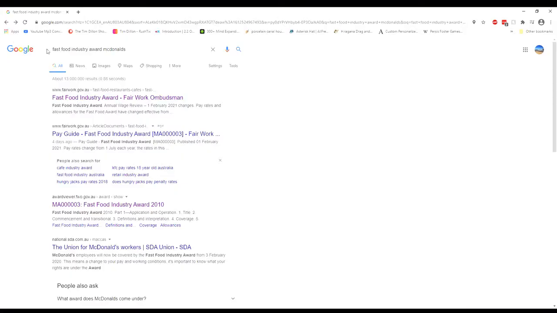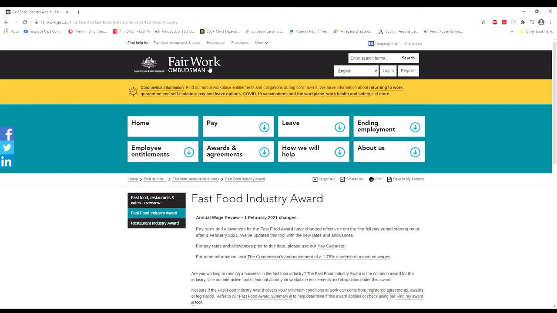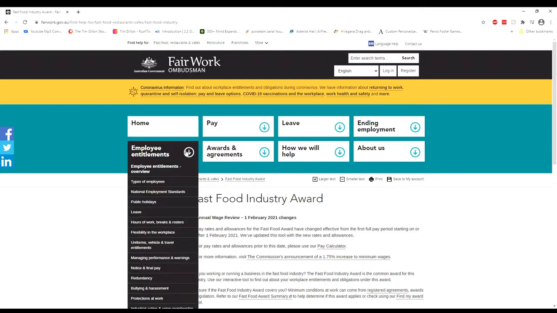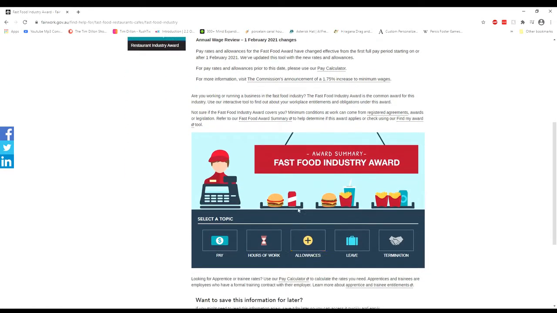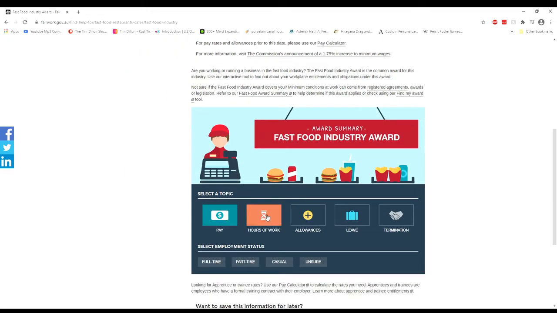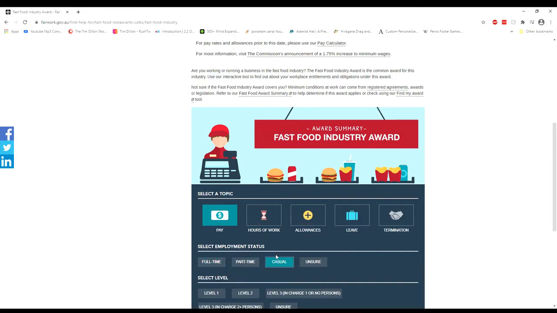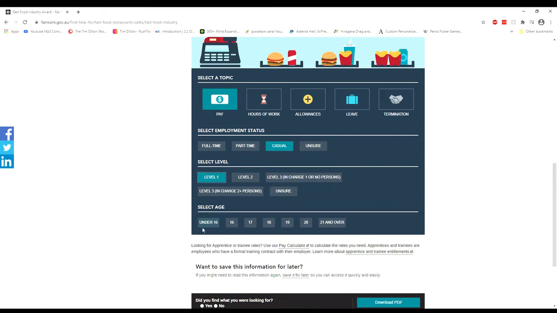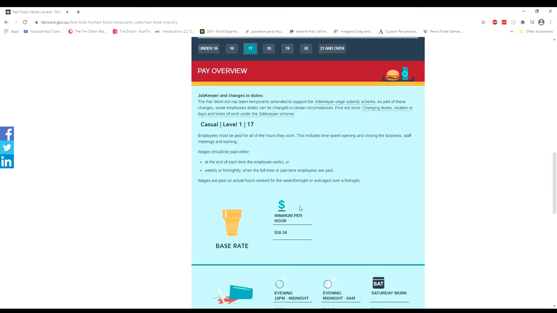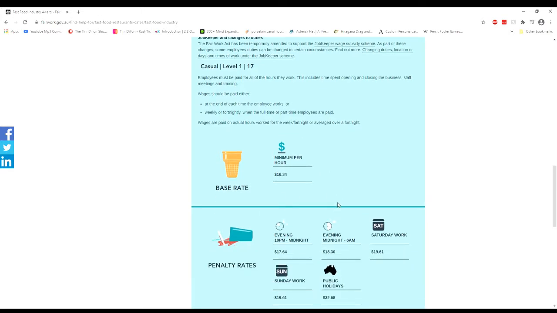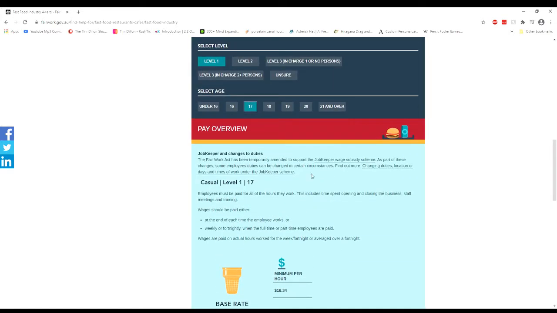To check you're getting paid correctly, simply type in the award that's quoted on your payslip. So for example, this one would be the McDonald's award, fast food award industry, and look for the Fair Work Ombudsman. They have all the details about entitlements, that sort of thing. So in this one, they do a quick summary where you can go through for a casual, what level you're on, and then for example, what age, and then the minimum base rate.